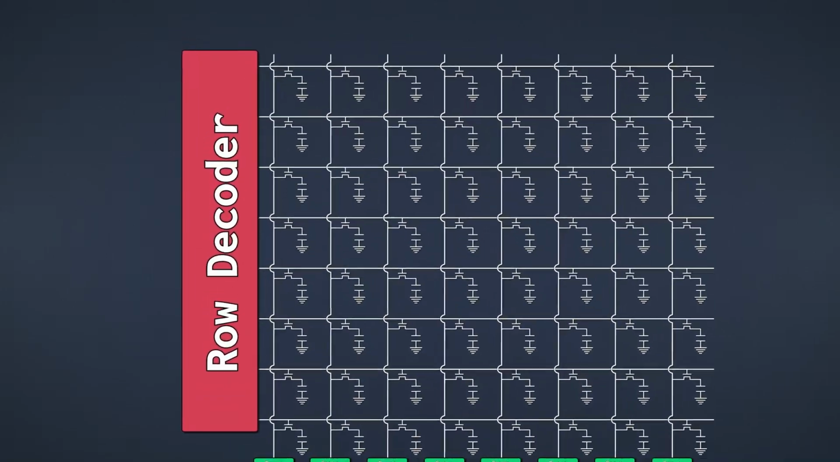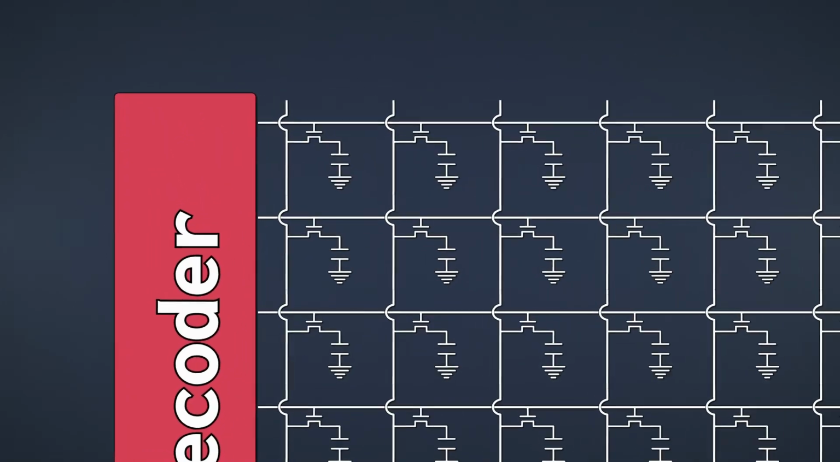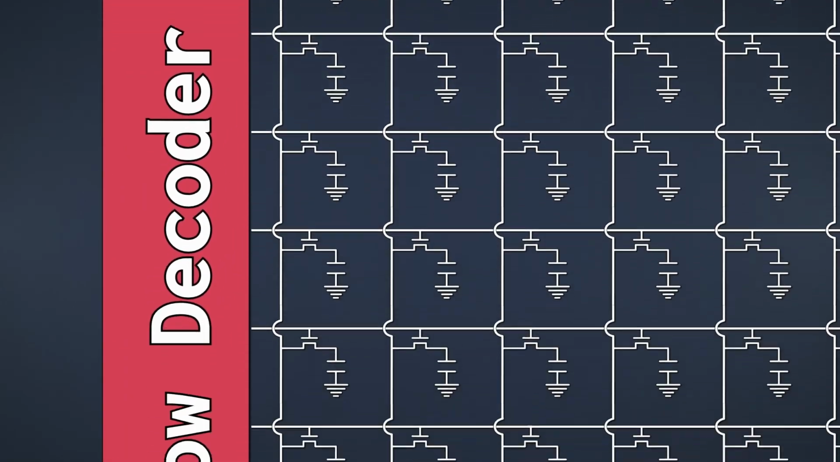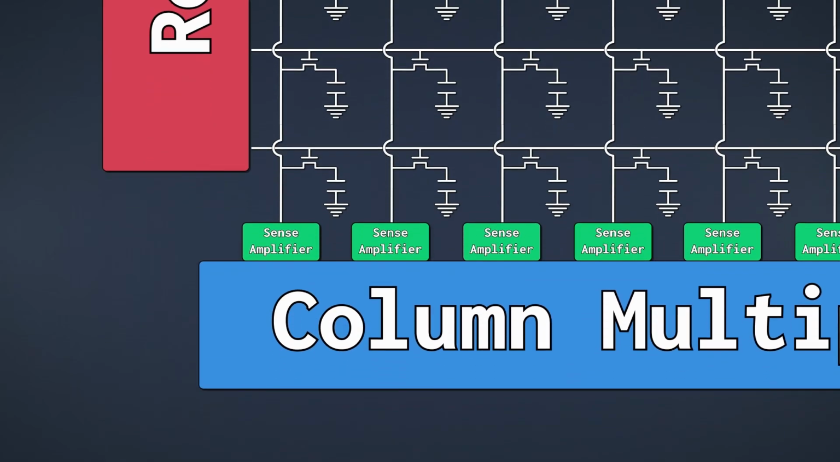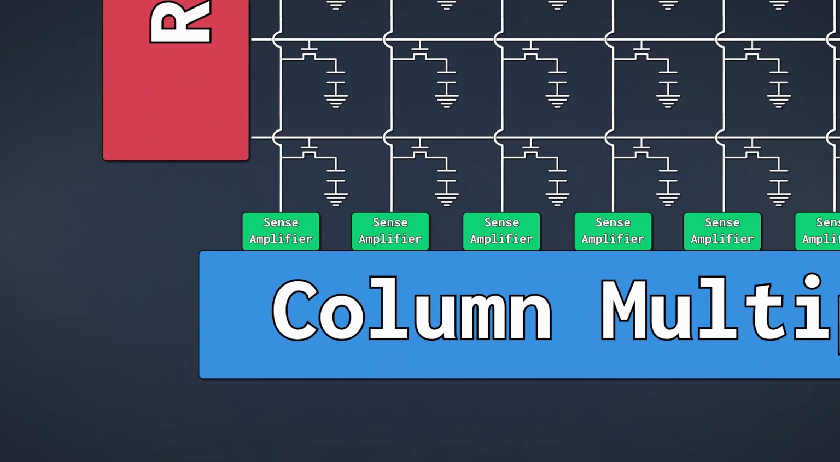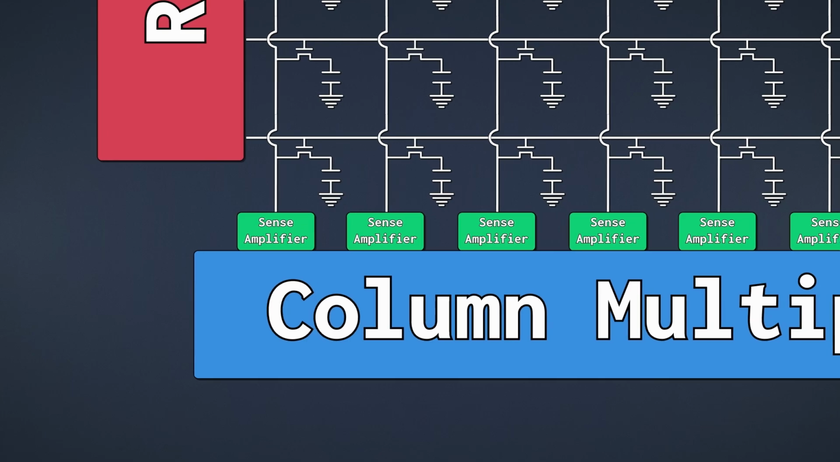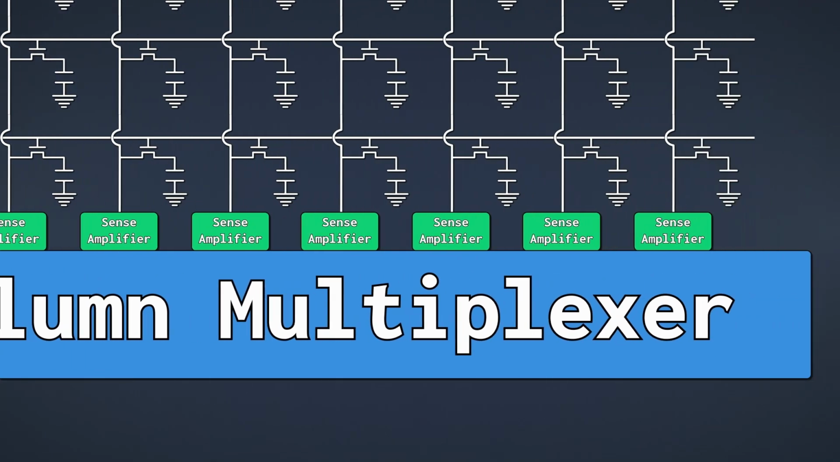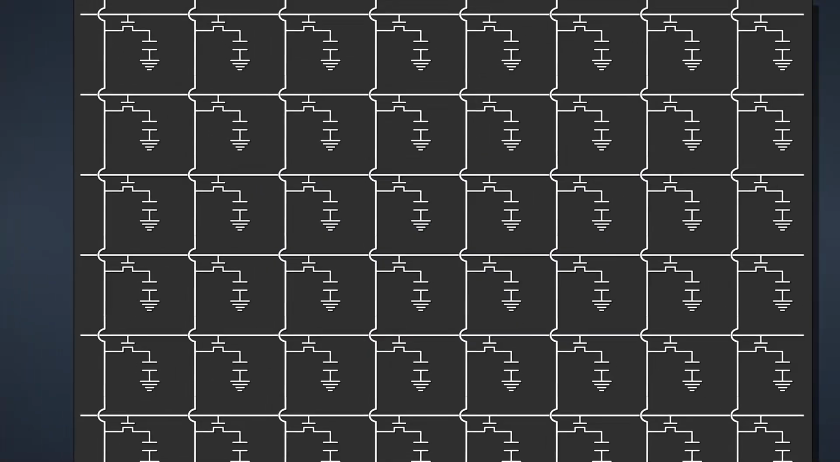Given a memory address, the row decoder figures out which word lines to activate. The sense amplifiers are used to measure and amplify the voltage differences on our bit lines to read or write data. And the multiplexer is used to select which bit lines are actually connected to our input or output. And even this is an oversimplification. We just care about how the data is stored.